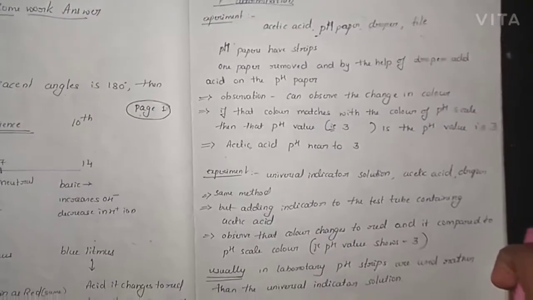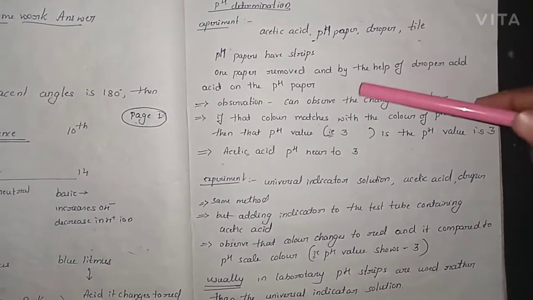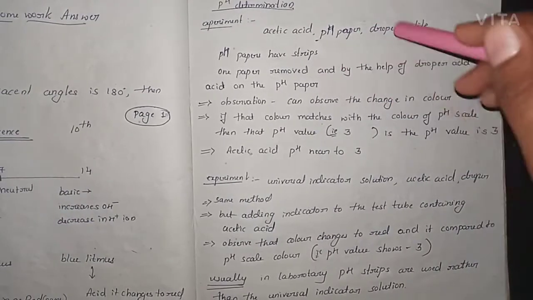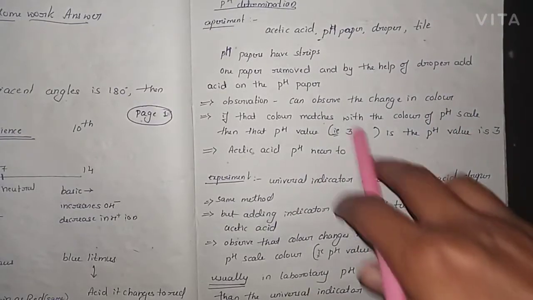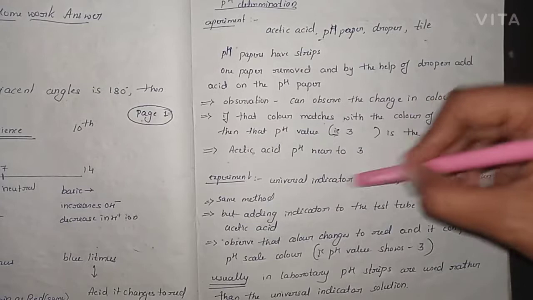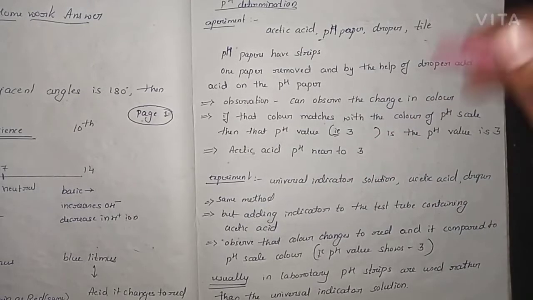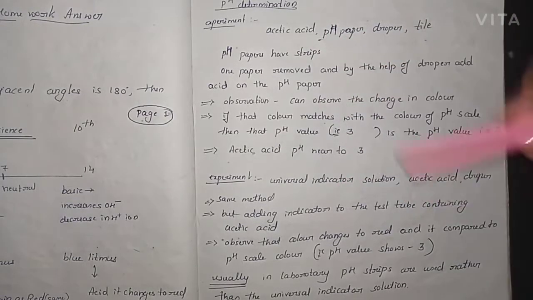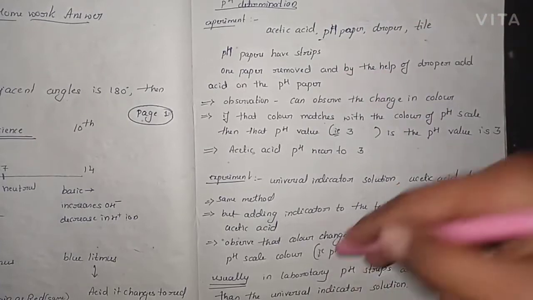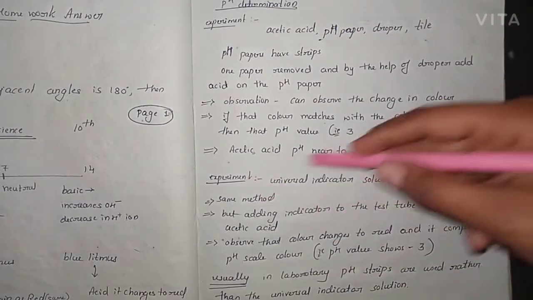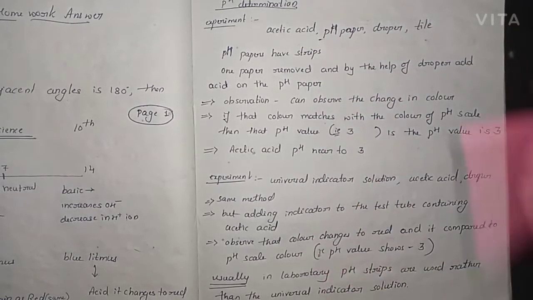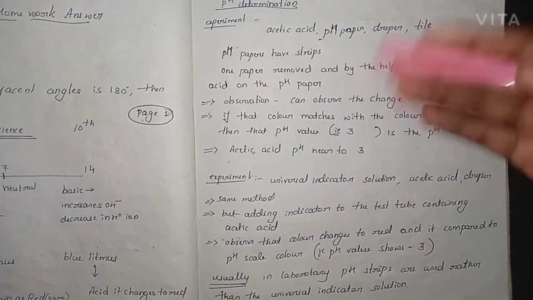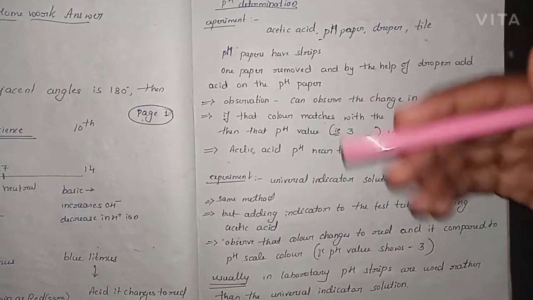There you can observe the activity concept. With acetic acid, in the presence of pH paper and a dropper, we observe the changes and the value. We consider the pH came as 3. That means acetic acid has an acidic pH of 3. This is with the pH paper, and the second one is with the universal indicator. From this we come to know that usually in the laboratory we use pH strips. So this activity is how to determine the pH value.